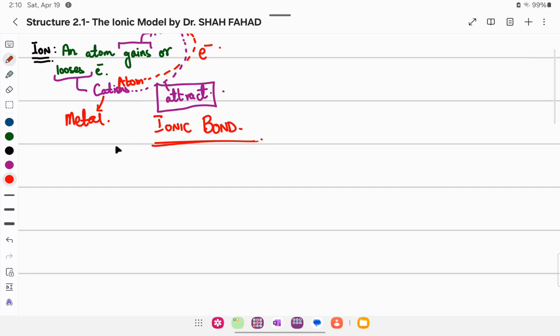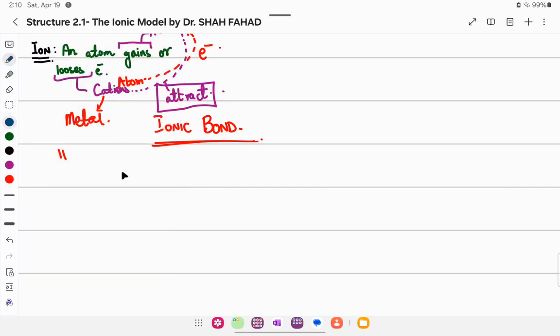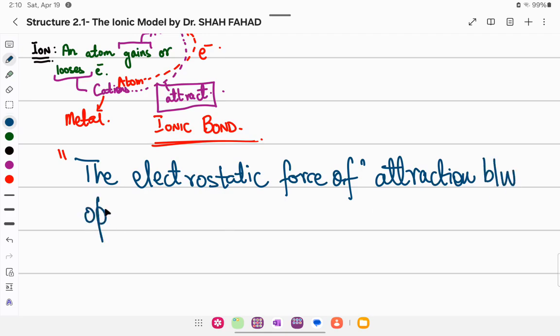So how would you now define an ionic bond? An ionic bond, by definition, is the electrostatic force of attraction between oppositely charged ions.